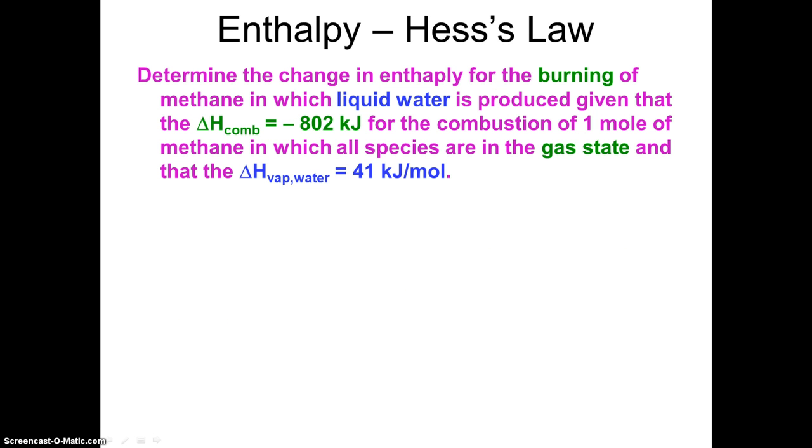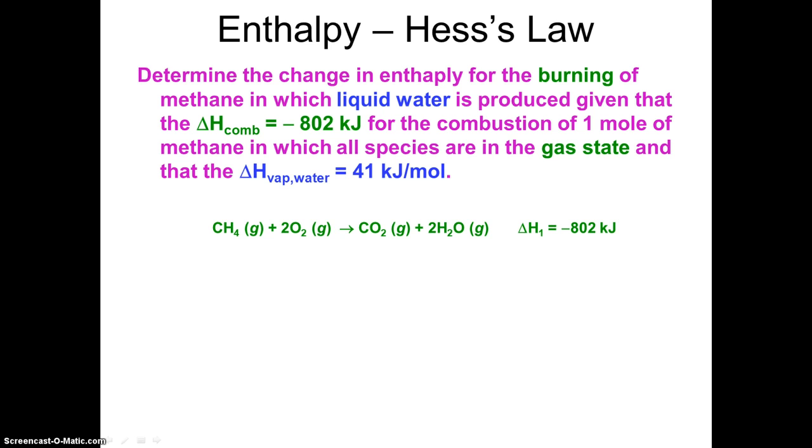We want to determine the change in enthalpy for burning methane, in which liquid water is produced, given that the delta H of combustion, or the delta H of burning, is negative 802 kilojoules for the combustion of 1 mole of methane, where all species are in the gas state. And then we also know that the delta H of vaporization of water, or the energy required to convert water into steam, is 41 kilojoules per mole.